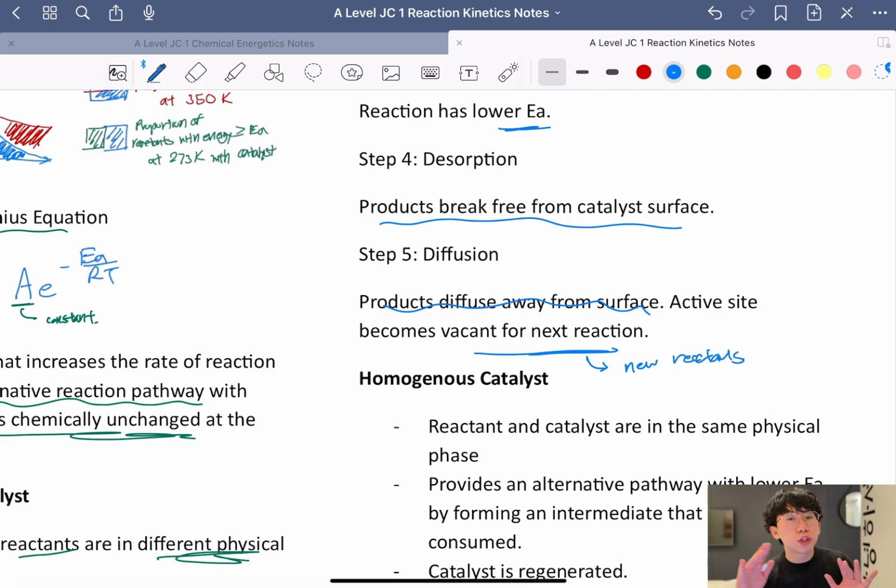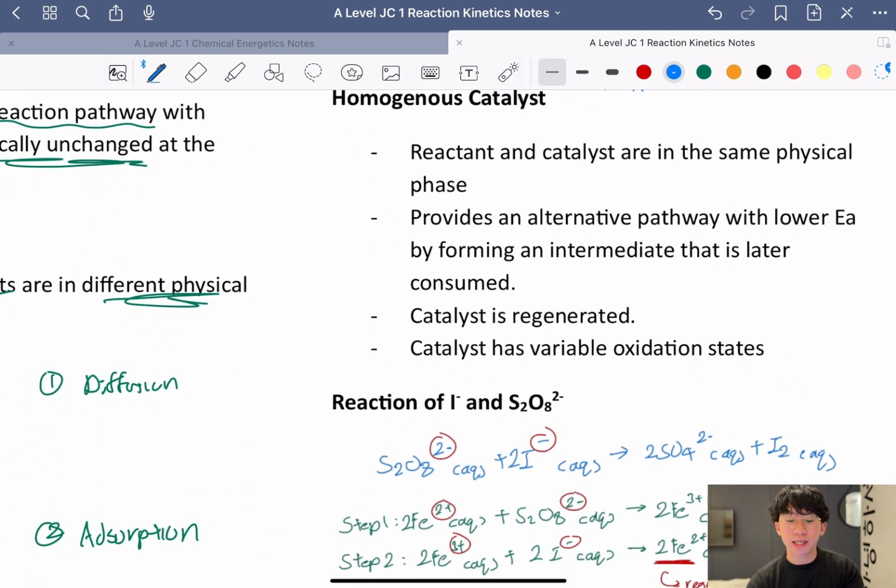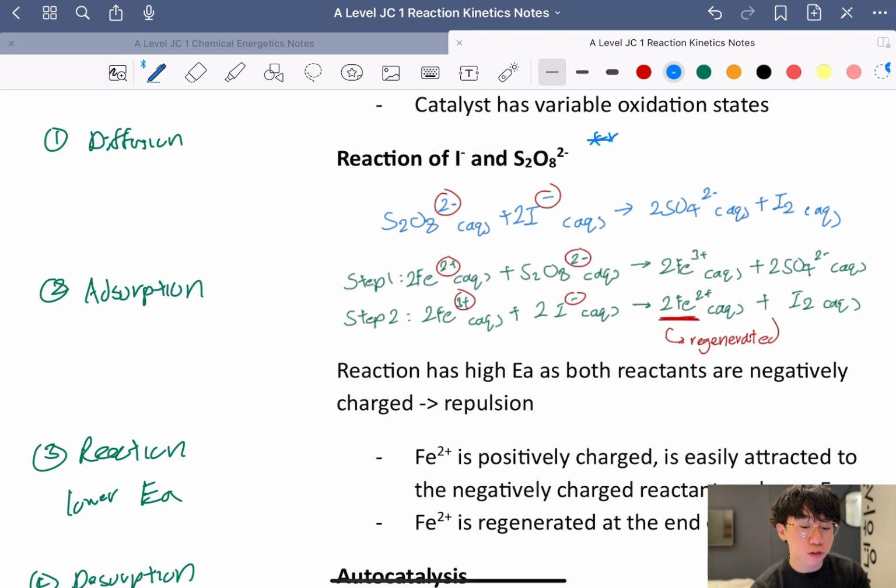Next is a homogeneous catalyst. So these are reactants and catalysts in the same physical phase. And in this case, the catalyst just provides an alternative reaction pathway with lower activation energy. And you would form an intermediate in the middle, and your catalyst is regenerated at the end of the reaction. This is usually possible because catalysts in this case have variable oxidation states. So if you look at a typical example, which I don't really want to say you have to memorize it, but it'd be good to memorize this sort of reaction can work. I'm talking about I- and S2O8 2-.